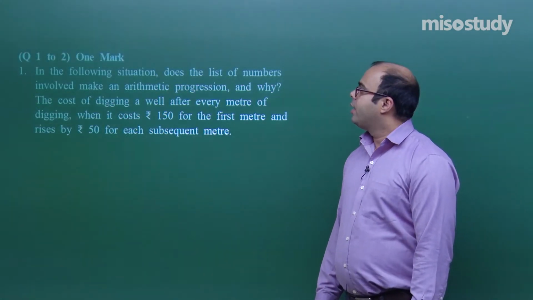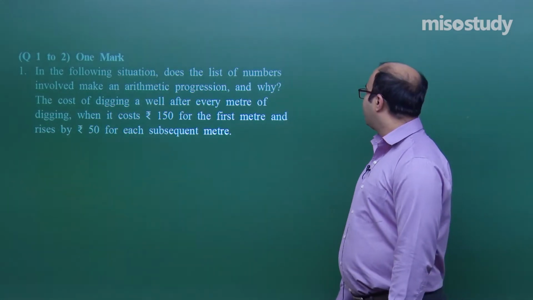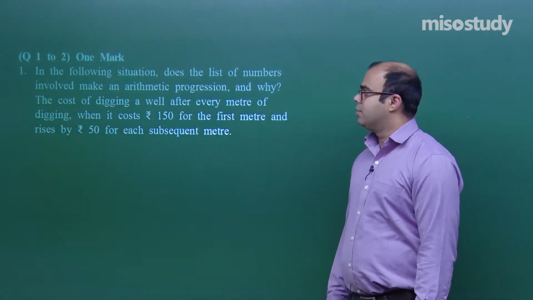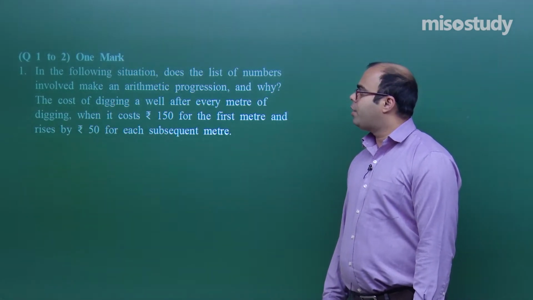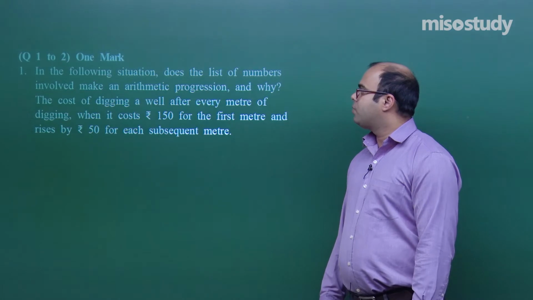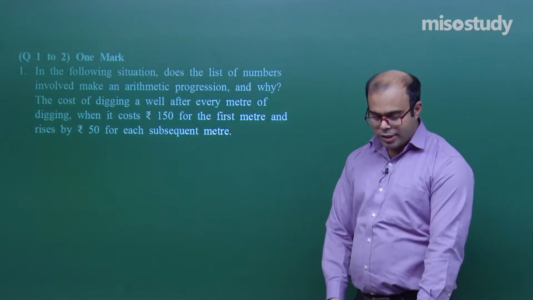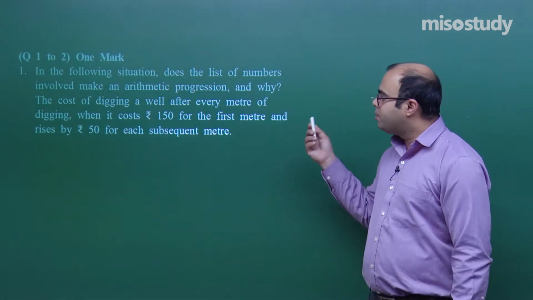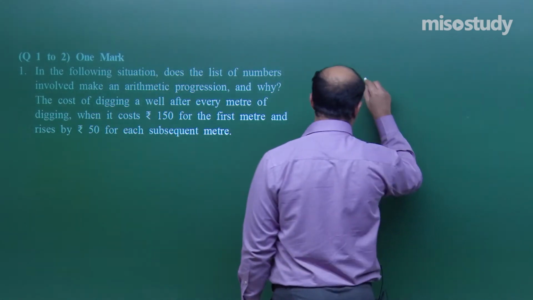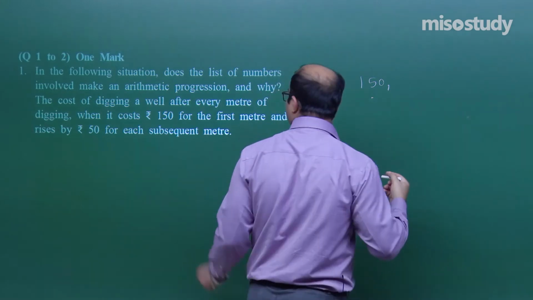First question, in the following situation, does the list of numbers involved make an arithmetic progression and why? The situation is the cost of digging a well after every meter of digging, when it costs rupees 150 for the first meter and rises by rupees 50 for each subsequent meter. So for the first meter it costs rupees 150 and then after each meter 50 rupees add up.